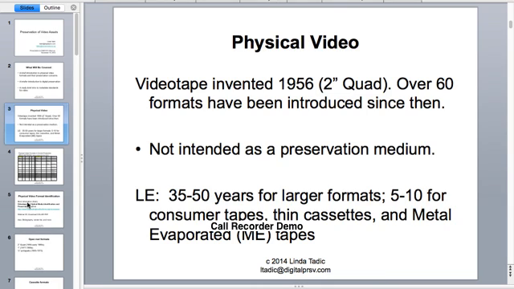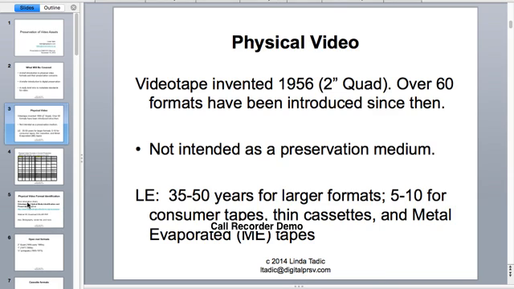All right, so physical video. Videotape was invented in 1956, and those were really big 2-inch quad videotapes. You've seen them on the shelves, perhaps. But since then, over 60 physical formats have been introduced. There are just a lot of different formats, so we're going to cover just a few of them tonight.